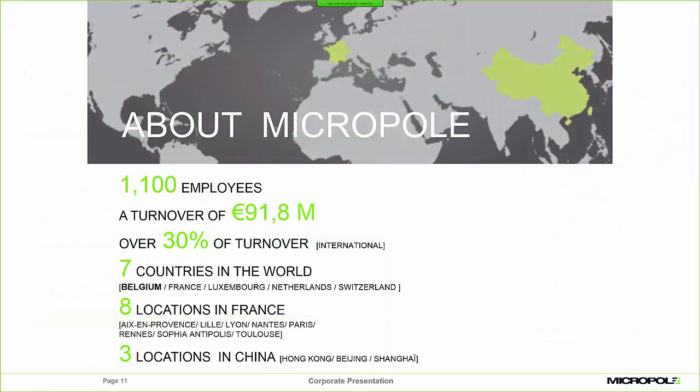Now, talking quickly about Micropole, I'm not going to take too much time. Currently, we have about 1,100 employees worldwide. The turnover, that's the figure from last year, I think this year we're close to 102, 103 million we will end up with. And we're active in 8 countries already because we just opened up the US. Belgium, of course, being one of them, and in China and some other European countries. So quite a solid organization, especially focusing on BI and predictive analytics.